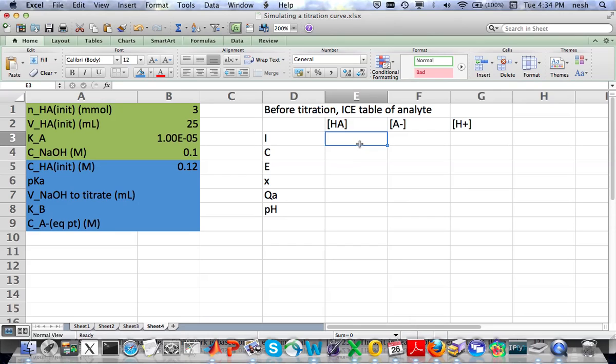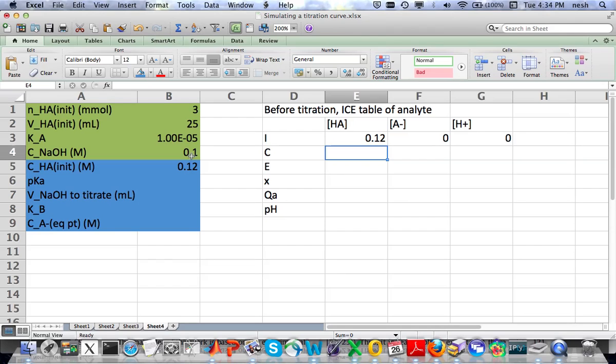I've got my ICE table up here, so I'm going to say that my initial concentration of HA, of course, is that value right there, and I'm not going to have any A minus and no H plus. And you've already done this before, so if you want, go ahead and type in the next few values. Okay, I'm going to go ahead and do that now.